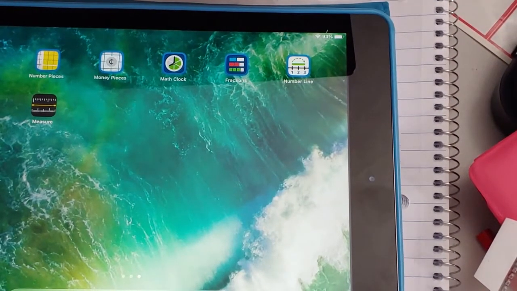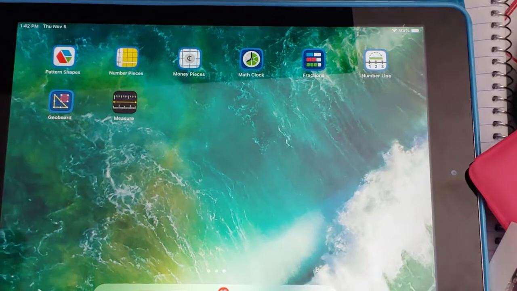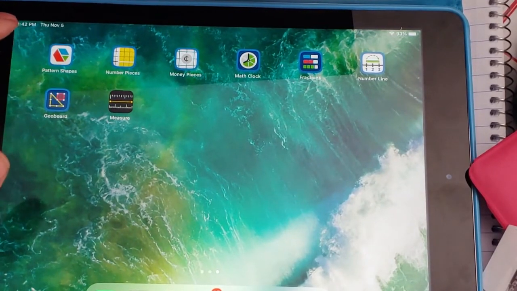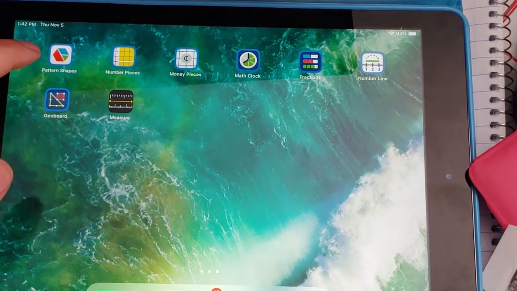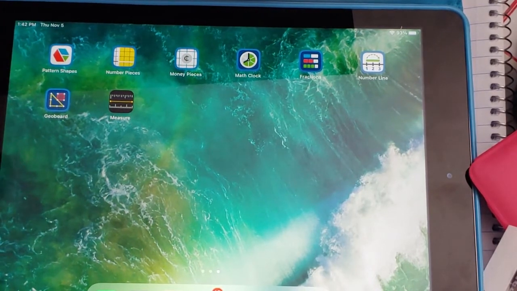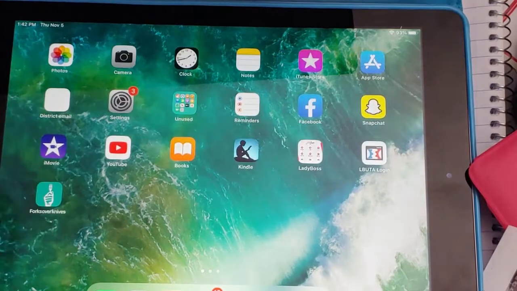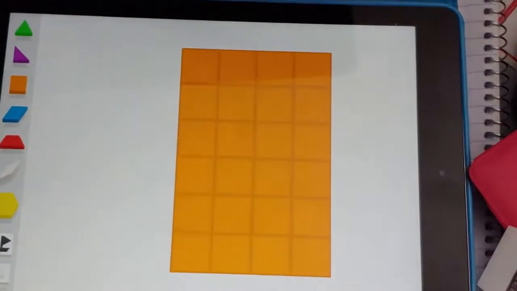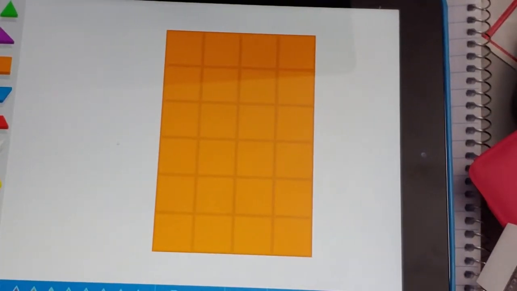So today you're going to need your pattern pieces app. If you're on an iPad, it should already be loaded. You're looking for this pattern shapes app. If you're on a Chromebook, in the lesson I put the link in for it. So first thing I want you to do is to pause and build this, please.